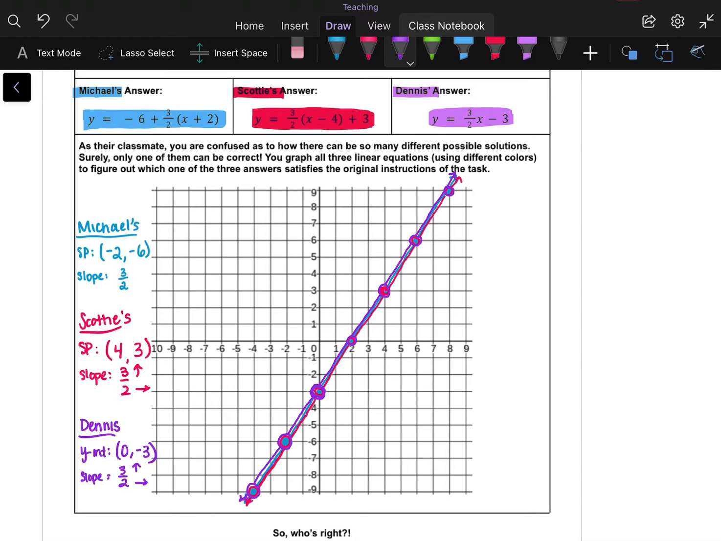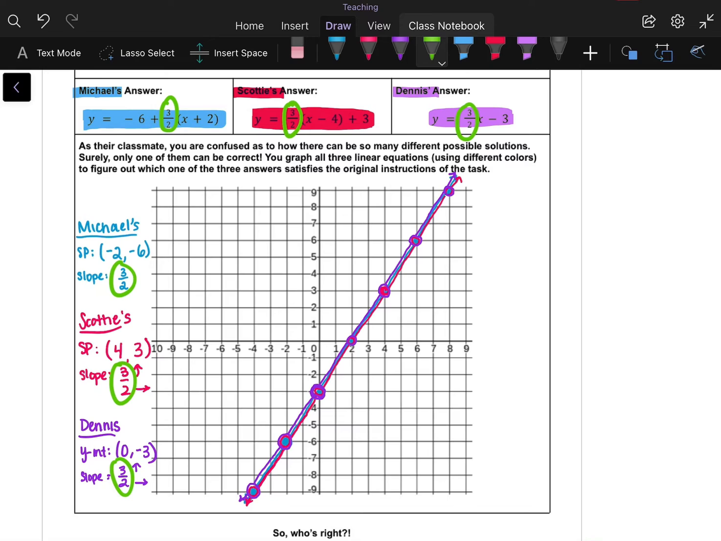So what do you notice about these graphs from these equations? Yeah, hopefully you see that they're kind of all the same, right? They're all on top of each other. They have the same points for each of those equations. So what do you notice about the equations? What was similar, what was different about Michael's, Scotty's, and Dennis's equation? So one thing you might have seen is that all of them have a slope of 3/2. And we saw that when we were graphing on our coordinate plane, and we see that in our equations. They all have a slope of 3/2. So their graphs are the same, they have the same slope, and they have the same points.